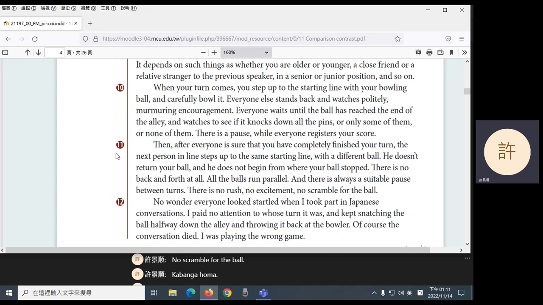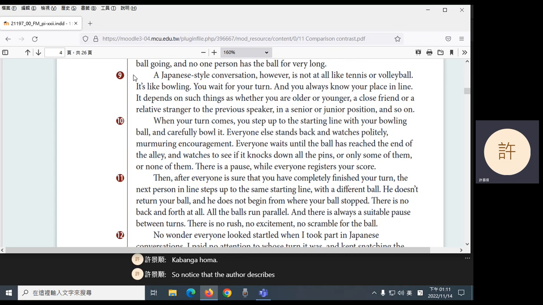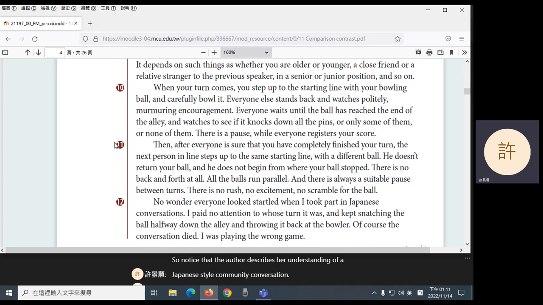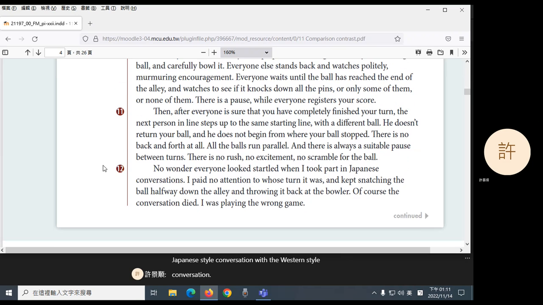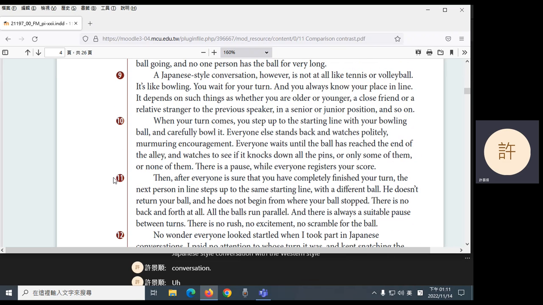So notice that the author describes her understanding of a Japanese style conversation, but then she remembers to compare it to the first point. Right, there's no rush, no excitement. This is comparing the Japanese style conversation with the Western style conversation. So now we have a deeper understanding of both styles of conversation, and they look quite different.